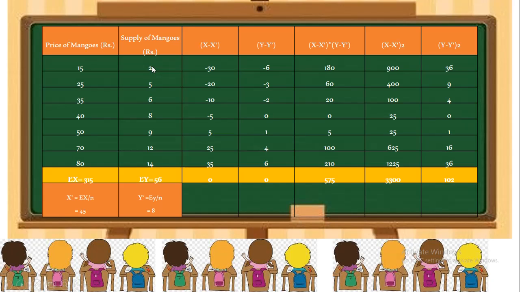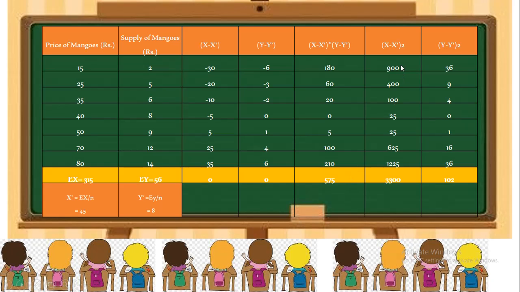Similarly from y, we will subtract the y bar. 2 minus 8 is minus 6. 8 minus 8 is 0, and so on. Now the first thing in the formula which we want, in the numerator, is x minus x bar into y minus y bar. So this is x minus x bar multiplied by y minus y bar. 30 into 6, which is 180. Both are minus, so the multiplication will have a positive sign. 20 into 3 is 60. 25 into 4 is 100. So when we make the total, it is 575.